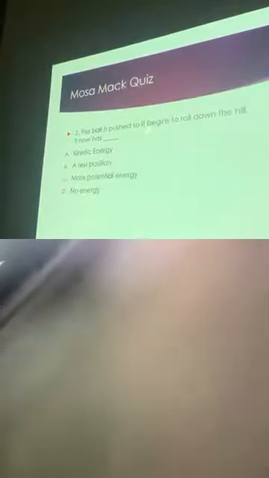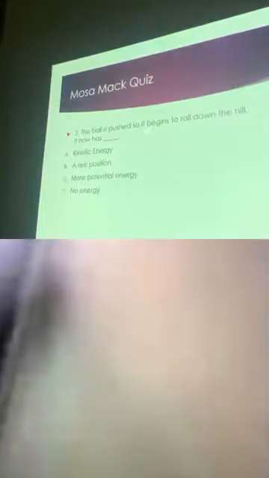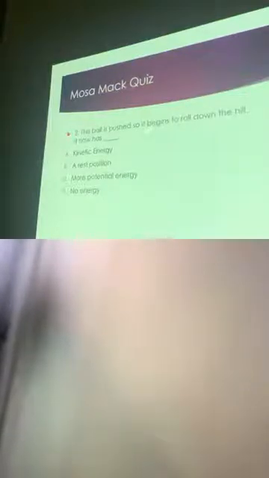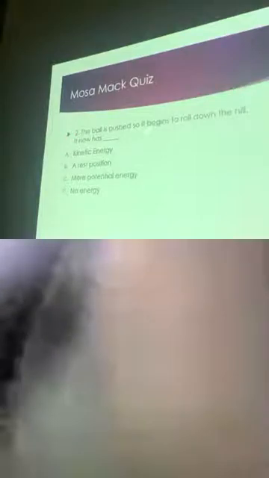Number 2. The ball is pushed so it begins to roll down the hill. It now has A, kinetic energy, B, rest position, C, more potential energy, or D, no energy. Which one is it? A. Very good. A is correct. Very, very good. Number 3.